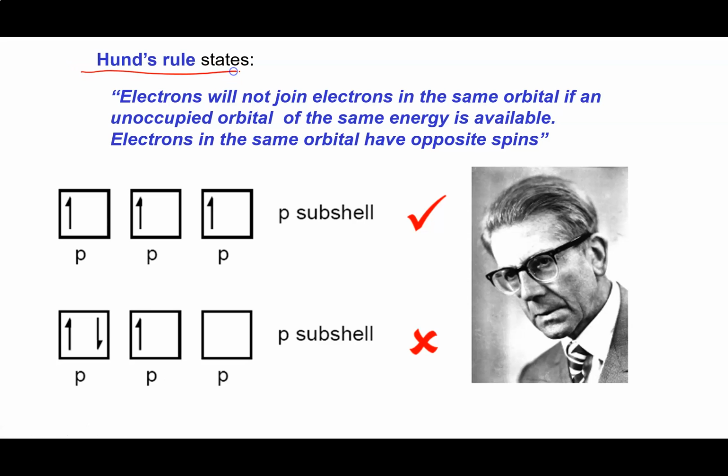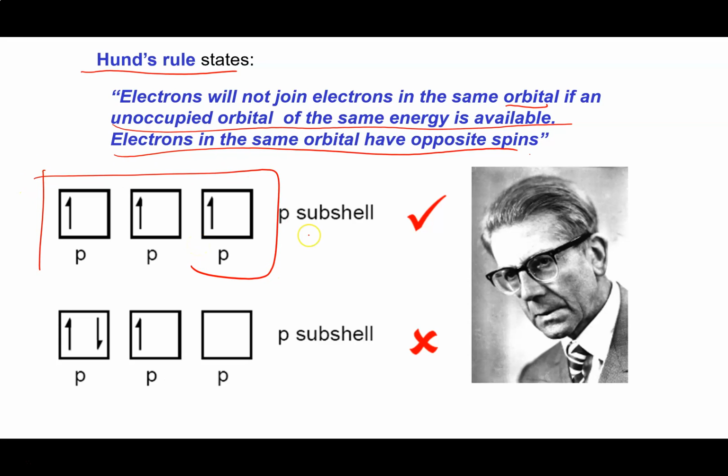So this is Hund's rule, and what Hund's rule states is that electrons will not join electrons in the same orbital if an unoccupied orbital of the same energy is available. If we do put electrons into the same orbital, then they will have opposite spins. So what we really mean is if we're to consider a p subshell, could be the 2p, could be the 3p, whatever, it doesn't matter.